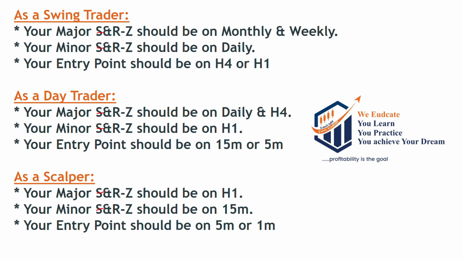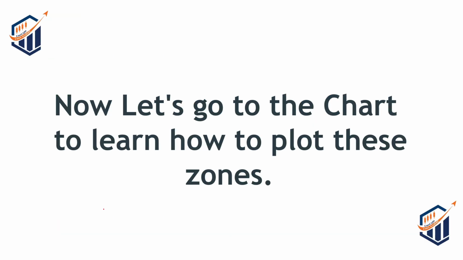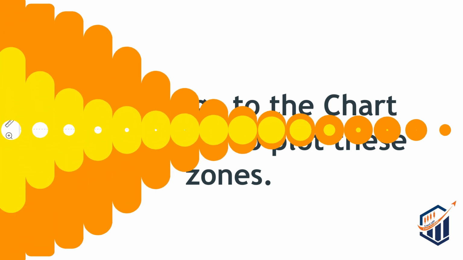As a scalper, your major is on H1, strictly on H1. You can also add 30 minutes to it, your micro or sub zone should be on M15, and your entry should be on M5 or M1. Now let's go to the chart to learn how to plot this F and R zone.